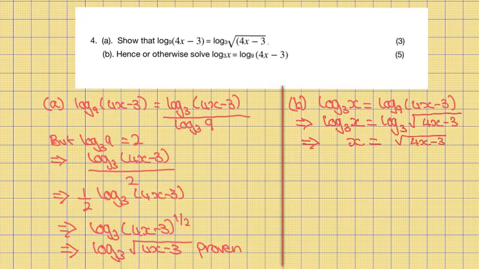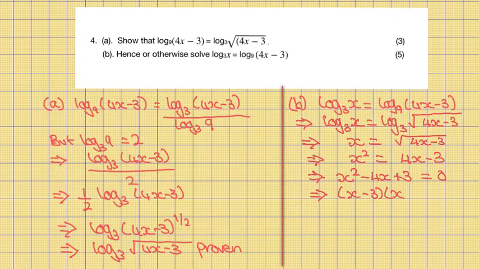If we square both sides, we'll get rid of the square root sign. So therefore, we've got x squared is equal to 4x minus 3. Take the 4x minus 3 to the left-hand side. Therefore, we've got x squared minus 4x plus 3 is equal to 0. Therefore, if we factorise, we get x minus 3, x minus 1 is equal to 0. Therefore, x is equal to 3 or x is equal to 1.